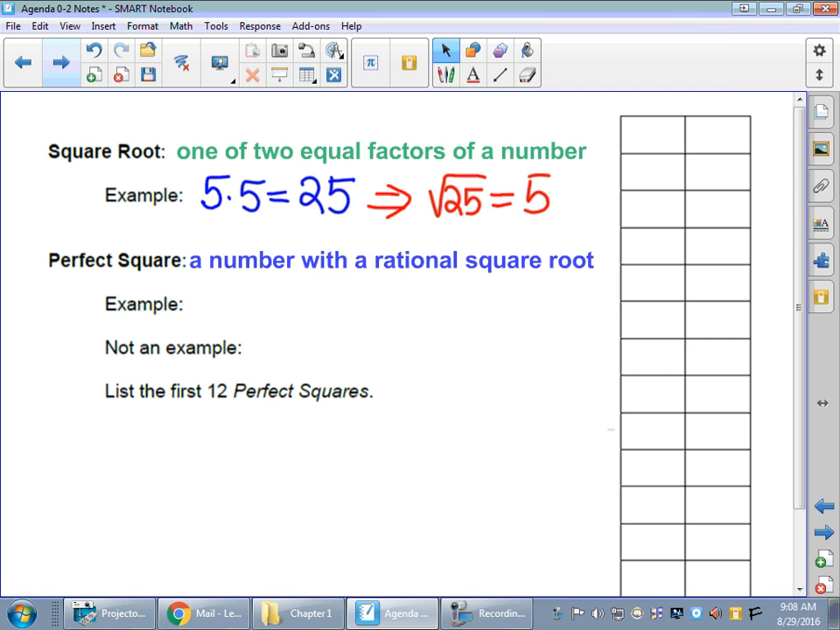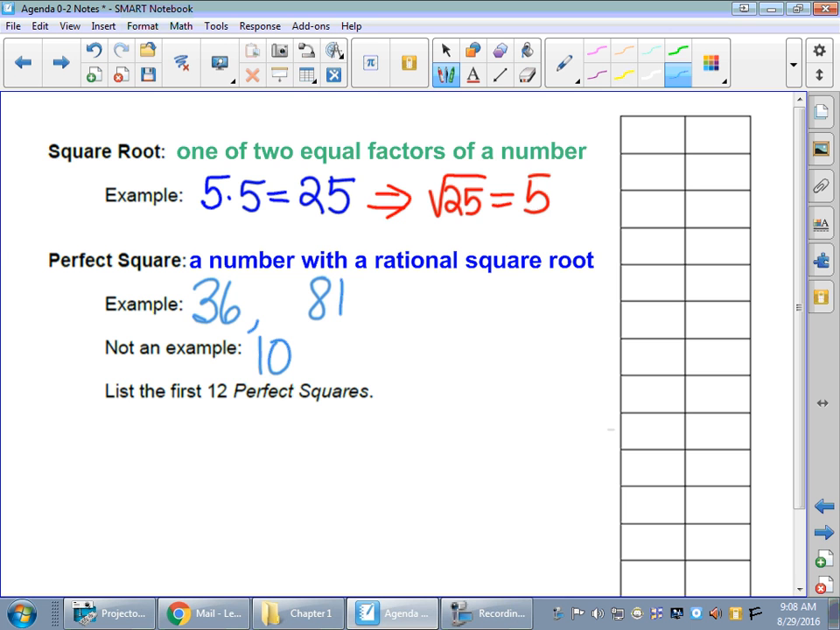A perfect square is a number that has a rational square root, like 25 is a perfect square. What's another perfect square? How about 36, right? Because what is the square root of 36? What times itself will give you 36? 6. What's another example? How about 81, right? Because what times itself will give you an 81? So we know that's a perfect square. Not an example: how about 10? 10 is not a perfect square, right? Because, I don't know, nothing times itself gives you a 10.